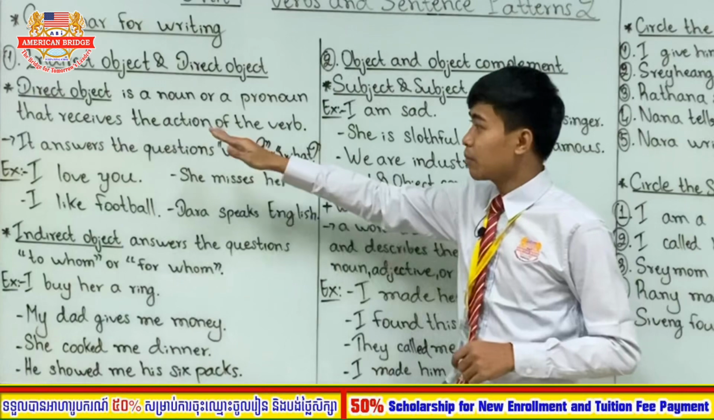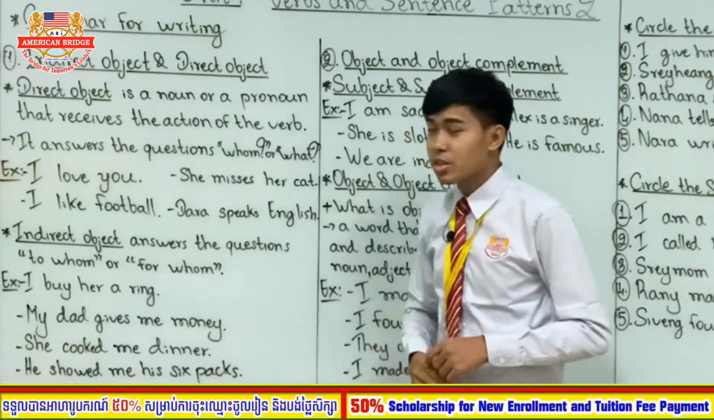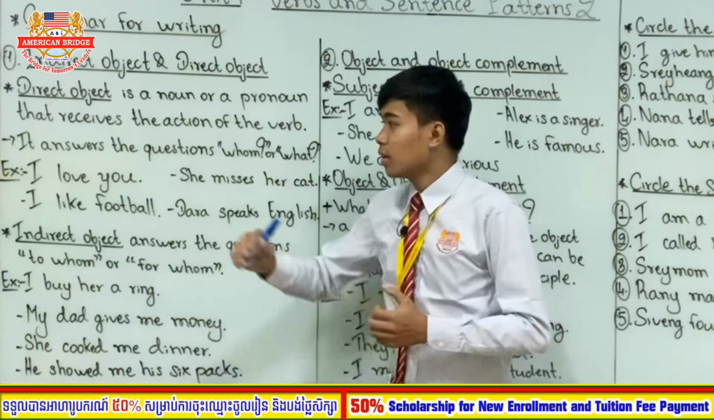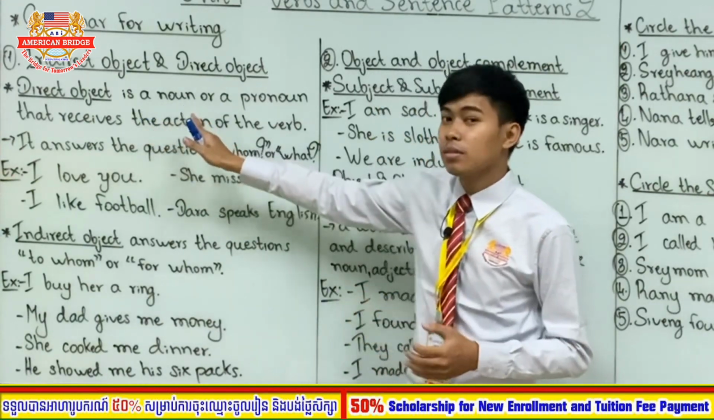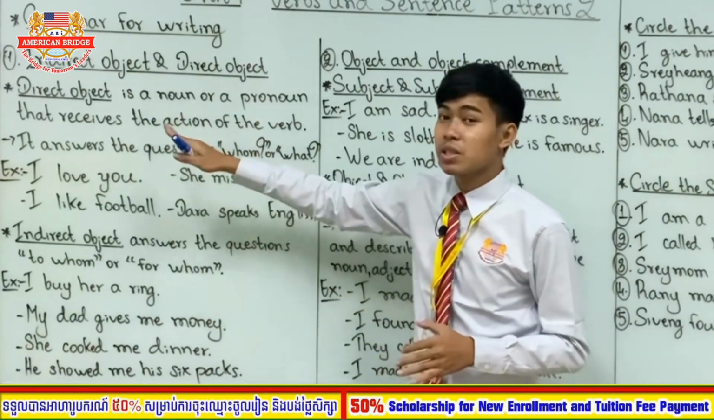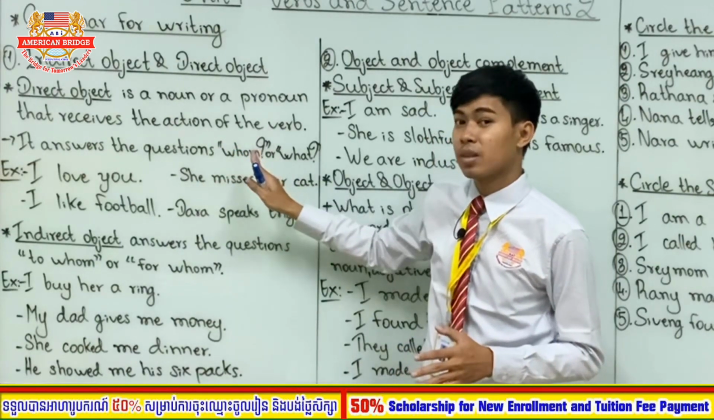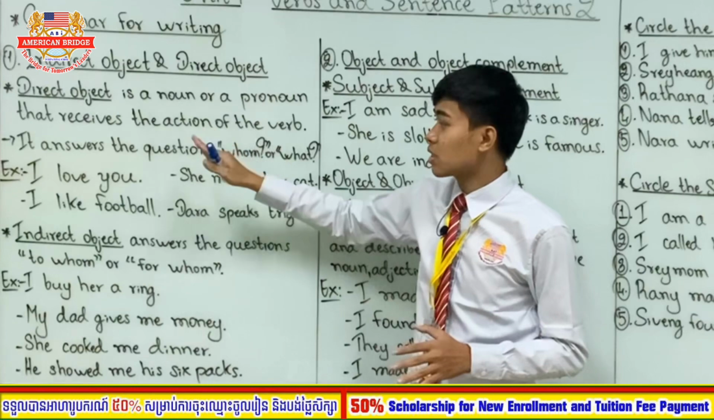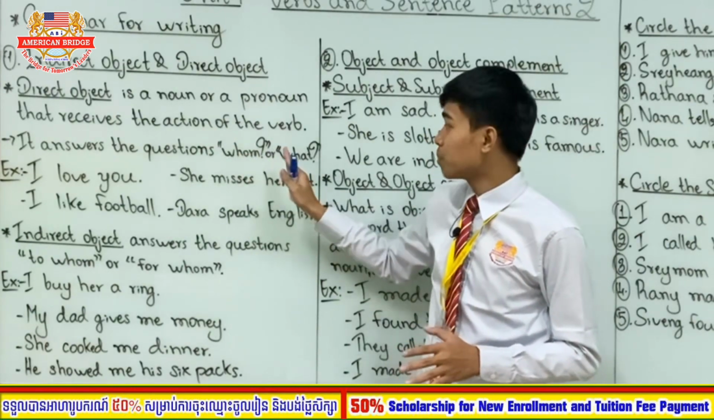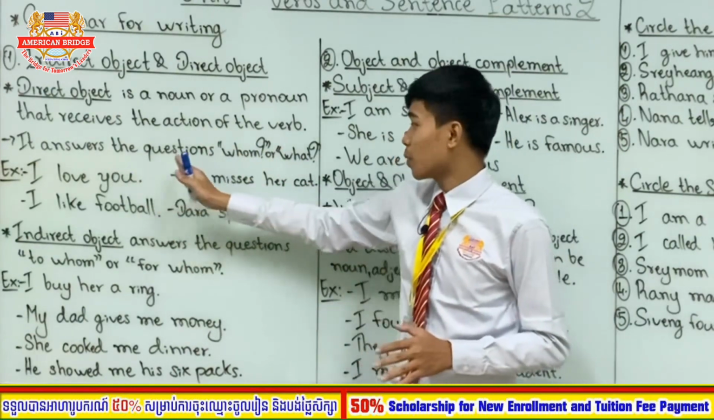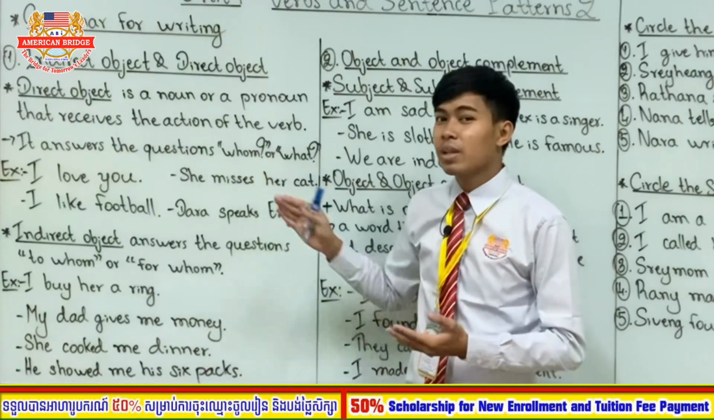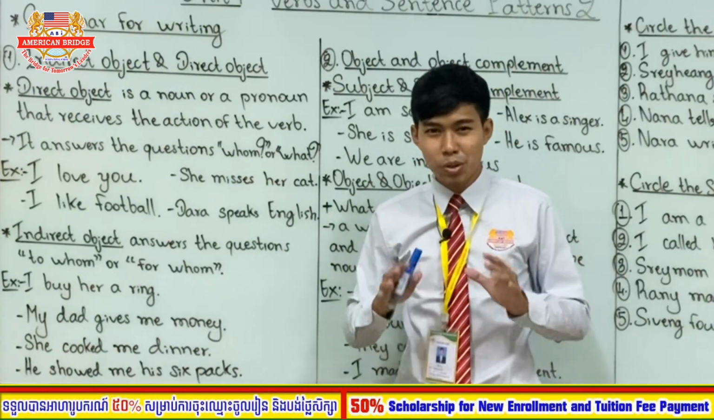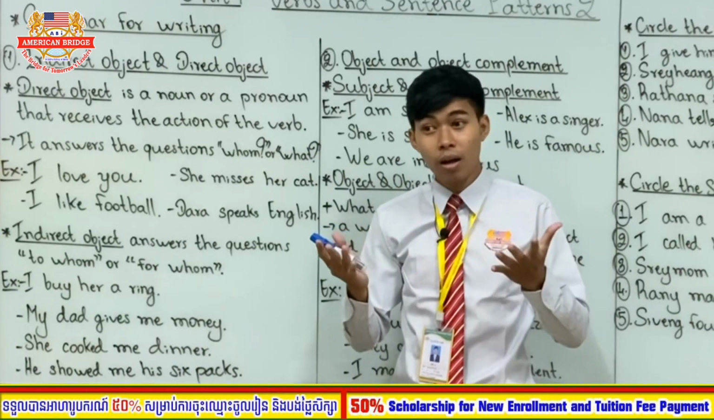We will start with direct object. So what is direct object? Do you know what is direct object? Direct object is a noun or a pronoun that receives the action of the verb, and it answers the questions whom or what. If you read the definition, it is very difficult to understand, but when you look at the example, you will say, so easy.